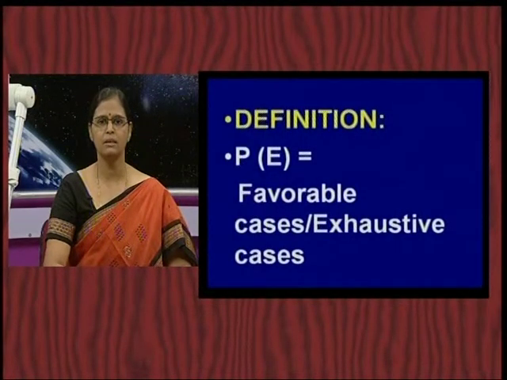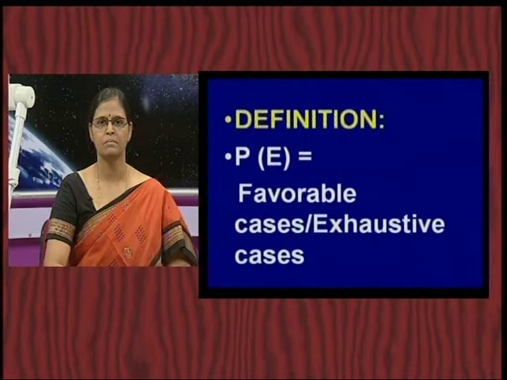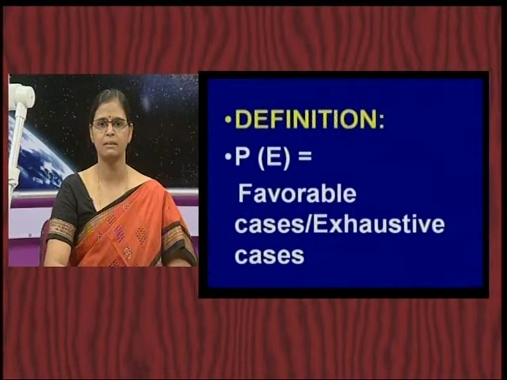So, probability of an event E, we denote it to represent event, is always defined as favorable cases by exhaustive cases. Exhaustive cases means all possible outcomes of a random experiment. Sometimes we also denote this as sample space. So, the number of elements in the sample space is nothing but our exhaustive cases. So, it is a simple definition: favorable cases to exhaustive cases, that is the probability of an event.